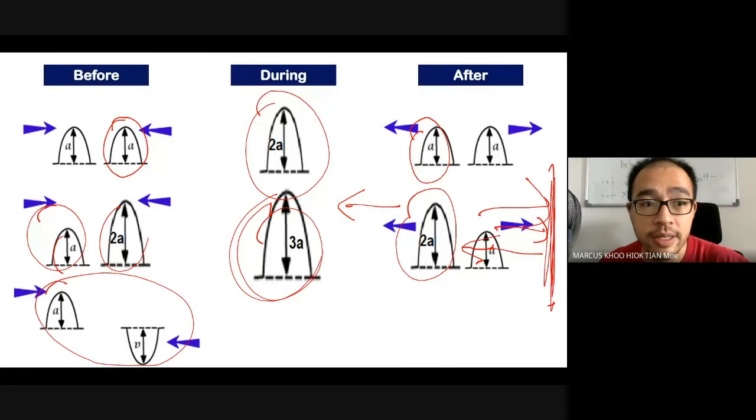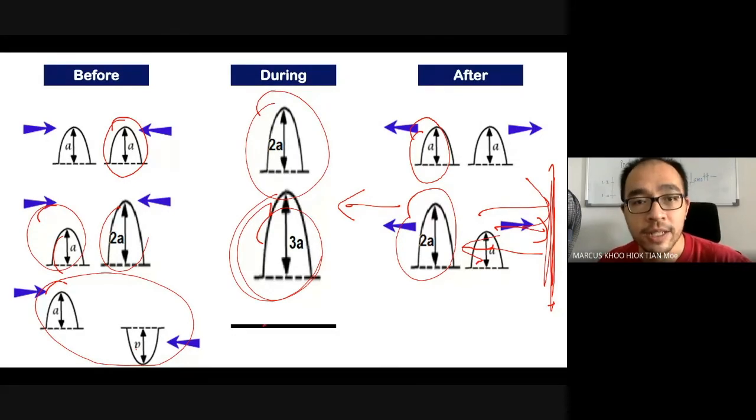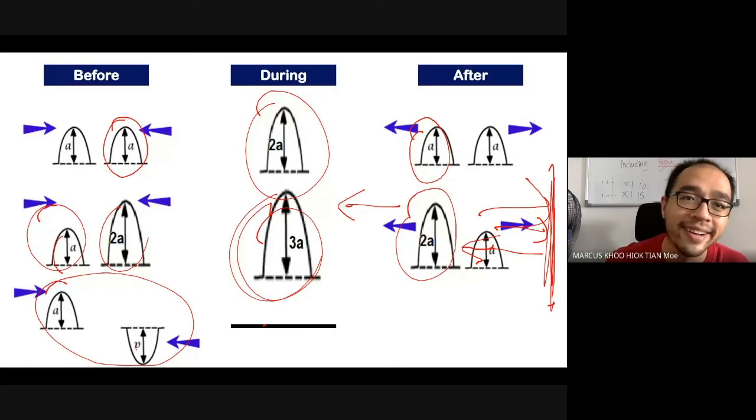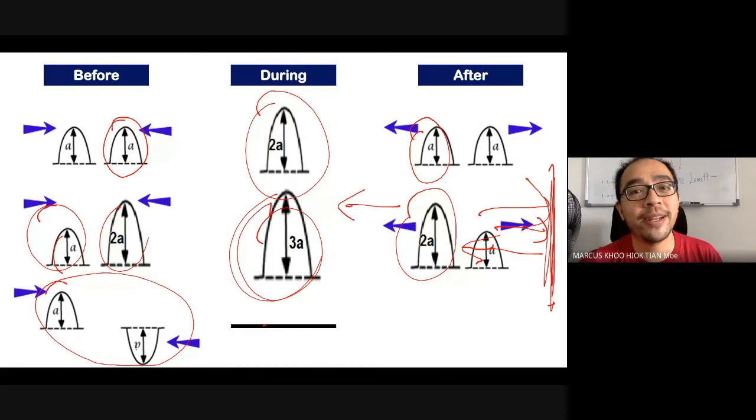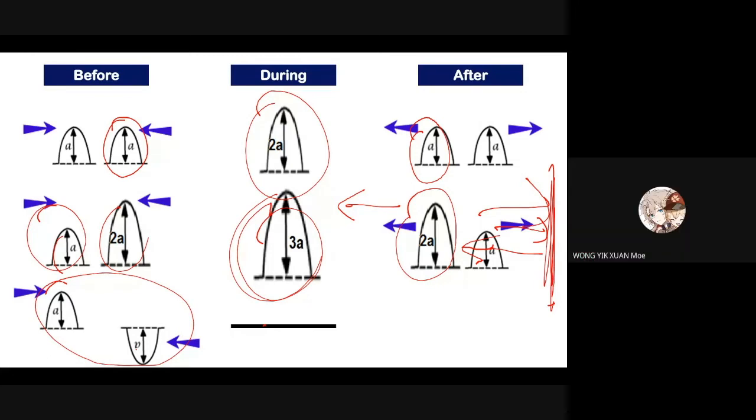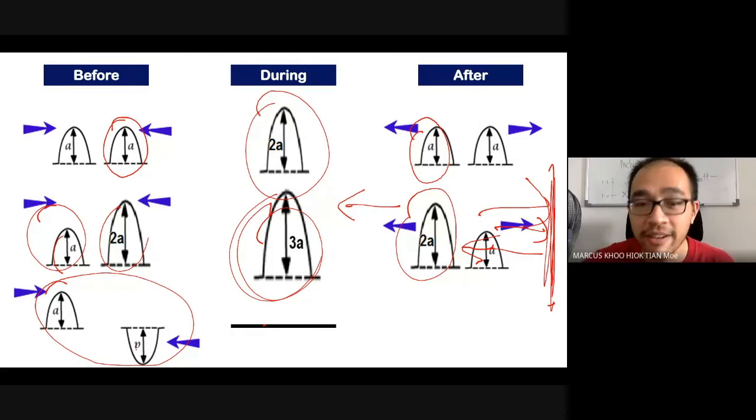So this is obviously destructive interference, because it's a crest and a trough that is meeting. So during, it is going to be 0. What do you think happens after? Do you think they will totally disappear once they cancel each other out? Or will they carry on? What do you think? Anybody? It's very interesting. They will carry on.